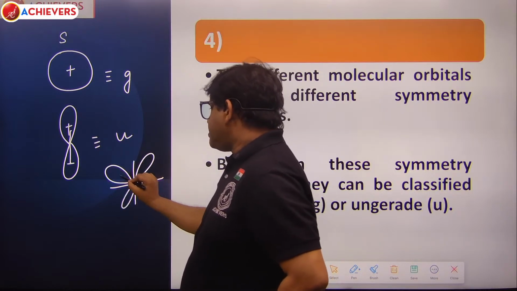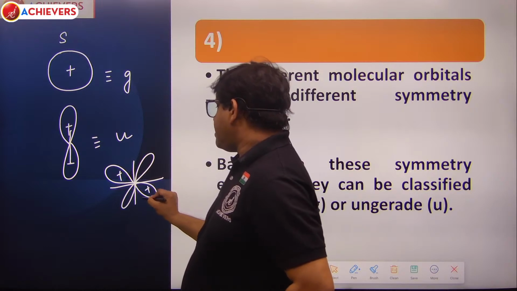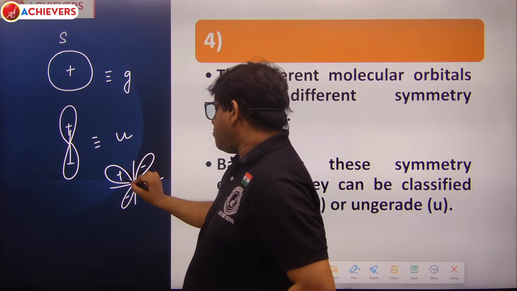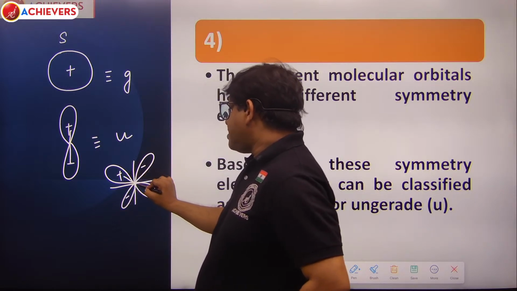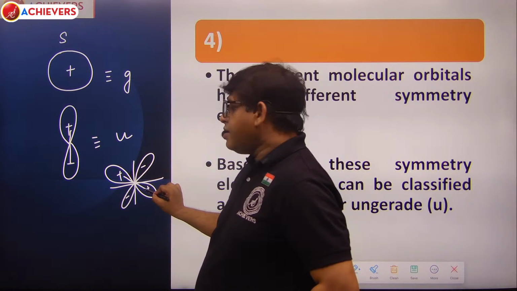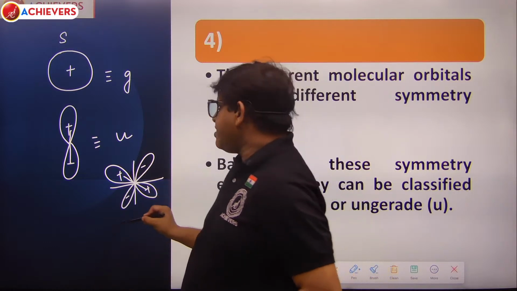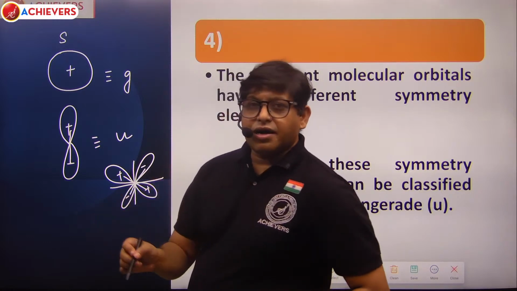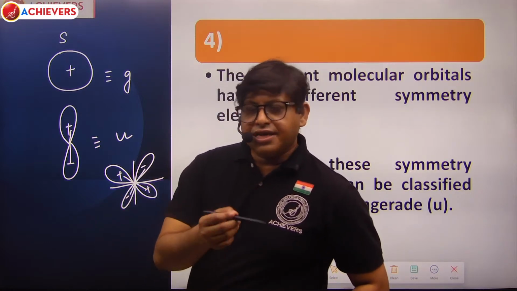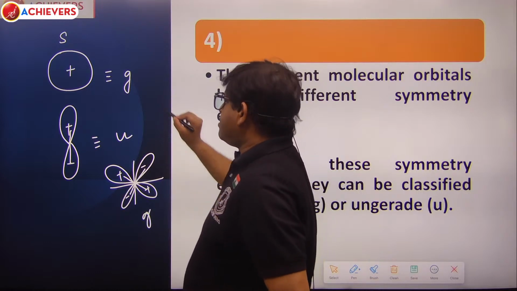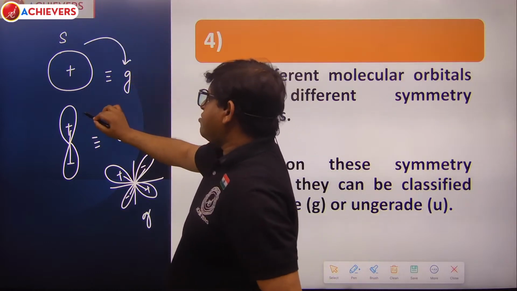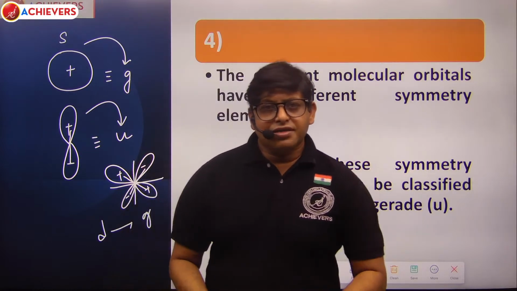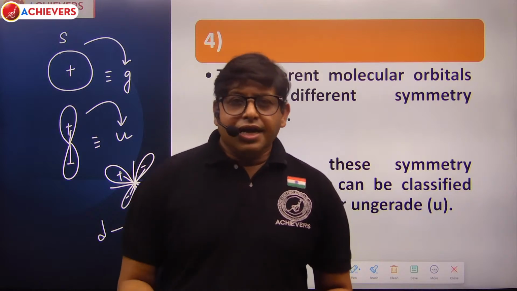Now if you take a d orbital, from the Schrödinger equation the lobe signs are such that opposite lobes have the same sign. Going from a plus through the center to the opposite, there is a plus sign only, so it is symmetrical with respect to sign and is gerade. The minus lobes are also gerade. So the s orbital is gerade, p orbitals are ungerade, and all five d orbitals follow a similar pattern and are gerade.